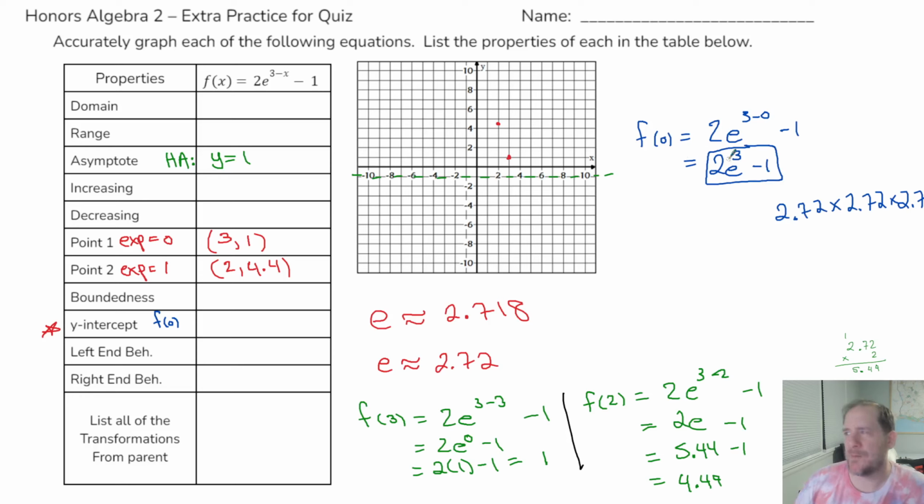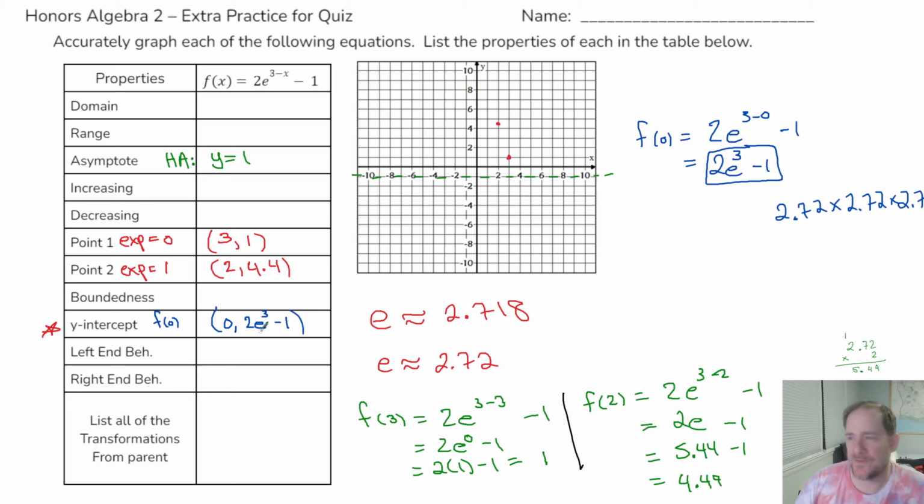You could sort of eyeball this if you wanted. If we just pretend that 2.7 was like 3-ish, then this is 3 cubed for 27, doubled is 54, minus 1 is 53. So it's not quite that big, but it's definitely off the grid like I thought it would be. So it's not going to help us sketch our graph. So you may as well just give the coordinates as, when x is 0, the y value is 2e to the third minus 1. And just call it a day, right?